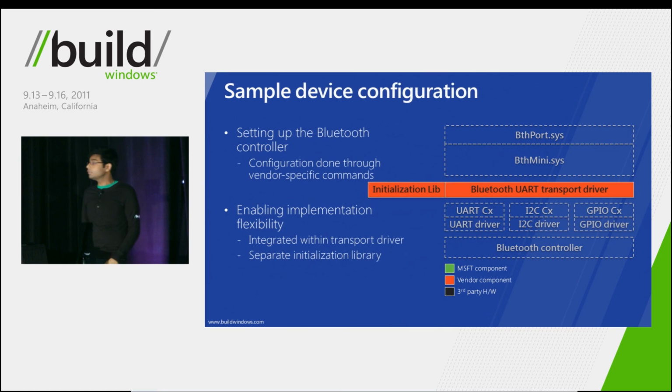So let's start with device configuration. Now device configuration really involves setting up the Bluetooth controller for use. Now this may be setting a higher baud rate.